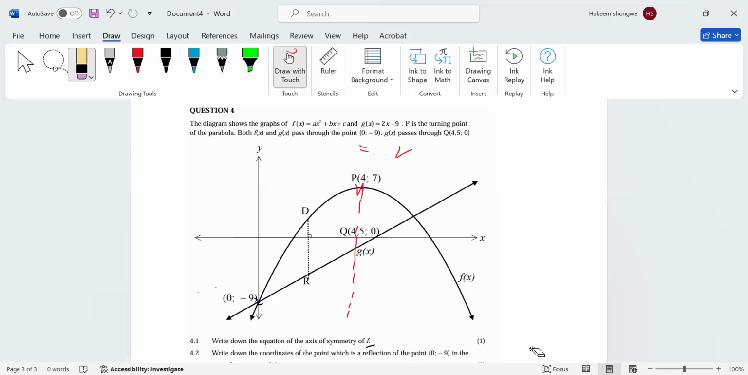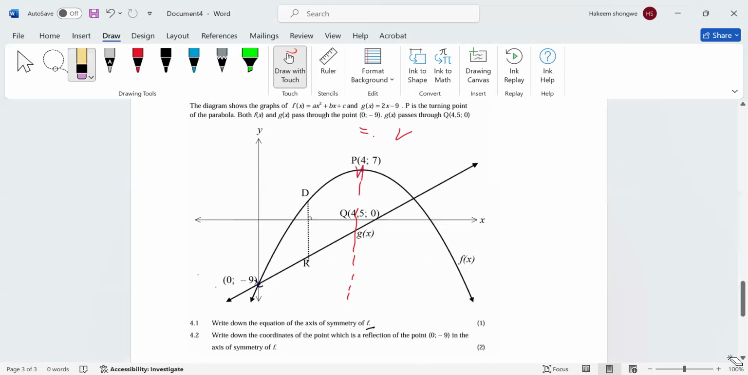Number 2: write down the coordinates of the point which is a reflection of the point (0, -9) in the axis of symmetry of f.